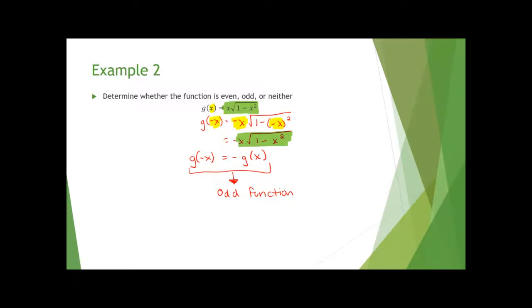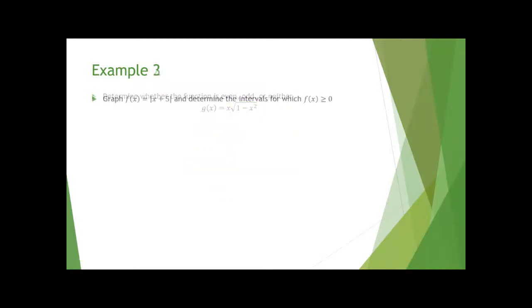All right, so pulling back. The last one here, this is one we're going to graph, and we're going to graph this using Desmos. Actually, this one I can graph without Desmos because I know my transformations. But it says to graph f of x equals the absolute value of x plus 5, and then determine the intervals for which f of x is greater than or equal to 0.